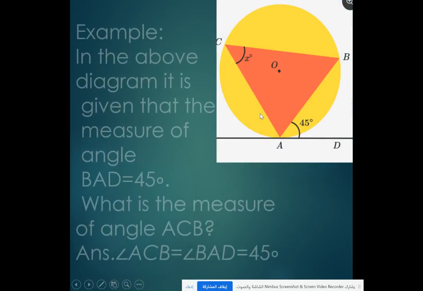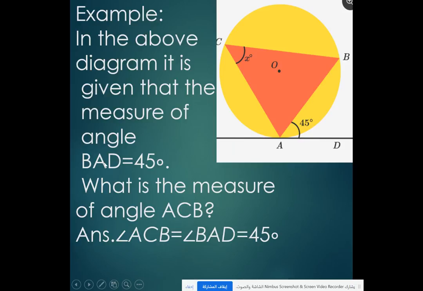You can see from this diagram that the angle BAD is equal to 45 degrees. And we need to find the measurement of the angle ACB, which is x degrees. To find it, according to theorem 12, it is equal to that angle, which is BAD, 45 degrees. They are equal according to theorem 12.